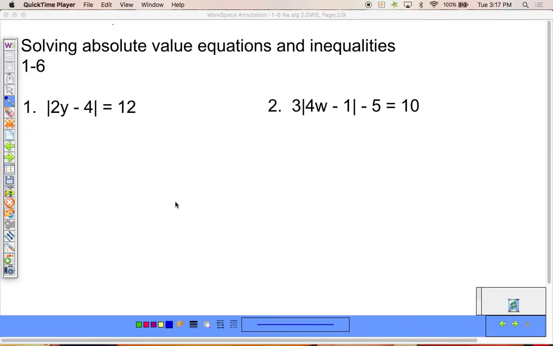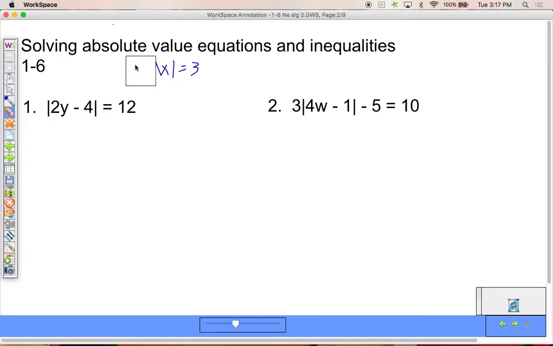All right, solving absolute value equations and inequalities. In the middle, what we're going to do is I'm just going to write in a basic statement. Hopefully my pen's going to work decent for us. If I give you the absolute value of x equals 3.